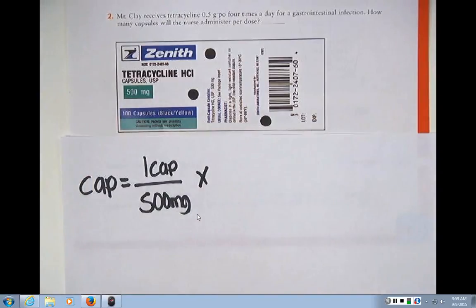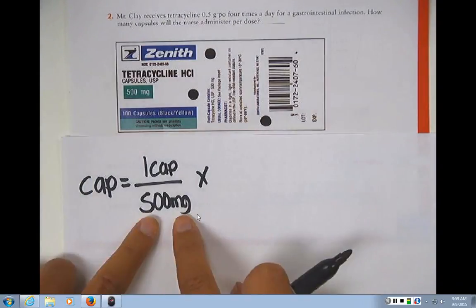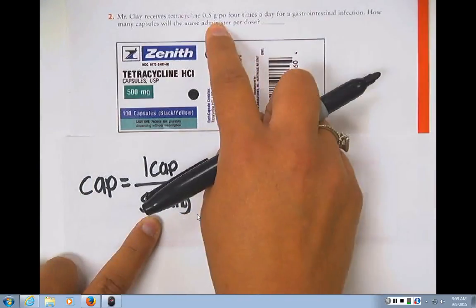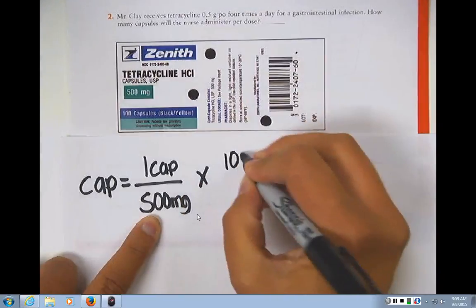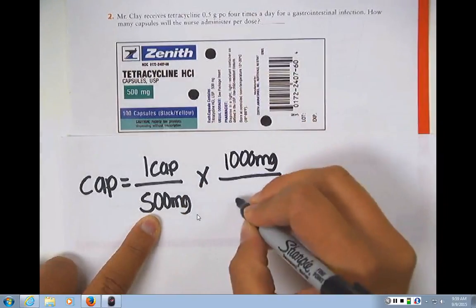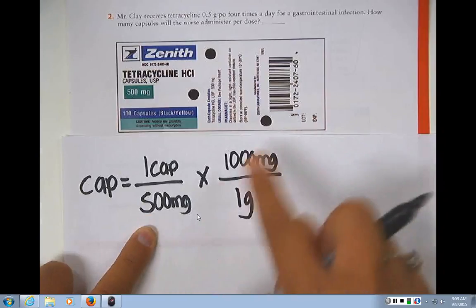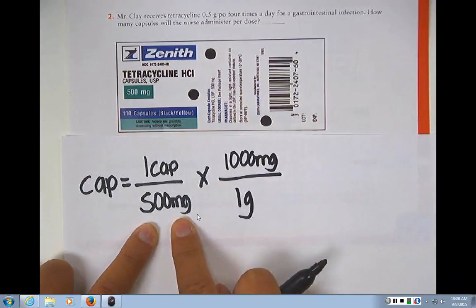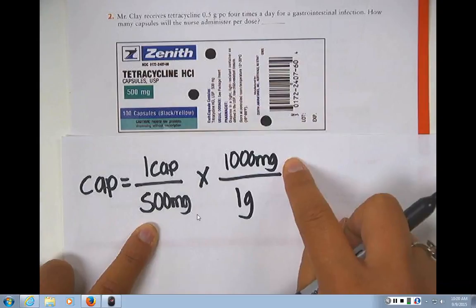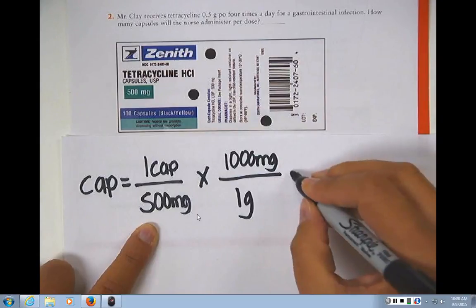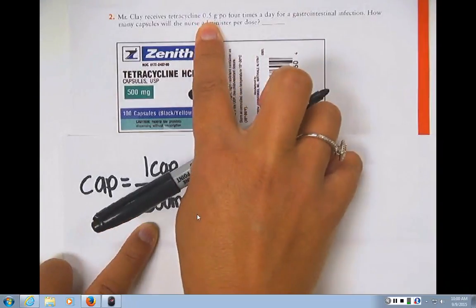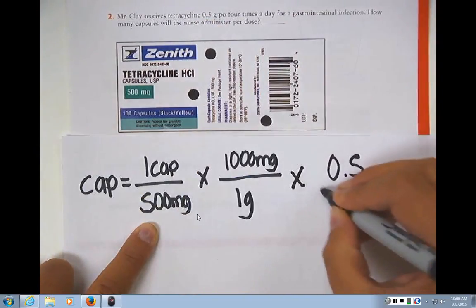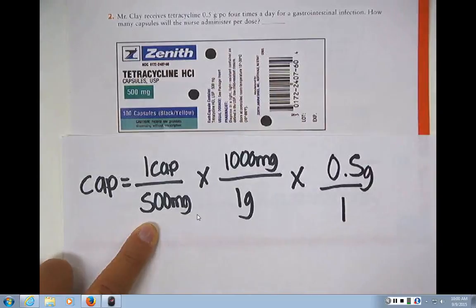So here you're just going to put a little conversion, and it's very simple. I have milligrams. I've got to convert to grams. I know that there are 1,000 milligrams in 1 gram. So I'm going to put 1,000 milligrams over 1 gram. And I set it up like this, again, because I have milligrams as my denominator down here, I have to have milligrams as my numerator up here. And then I'm going to multiply that simply by my physician's order. And I know that my physician ordered 0.5 grams. So 0.5 grams. And again, I'm just going to put that over 1.